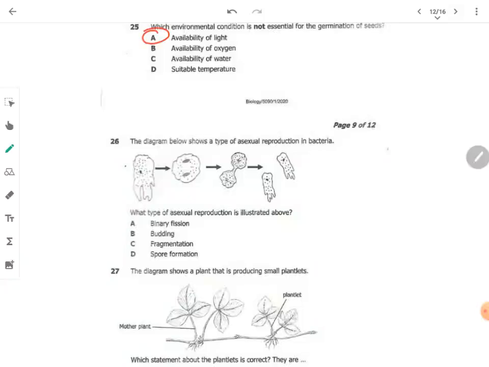The diagram below shows a type of asexual reproduction in bacteria. What type of reproduction is illustrated? So there is this mother or parent bacteria, then it forms something round. Then it divides into two equal daughters. Then after some point, these two daughters break and form different nuclei. So this is what we call binary fission.